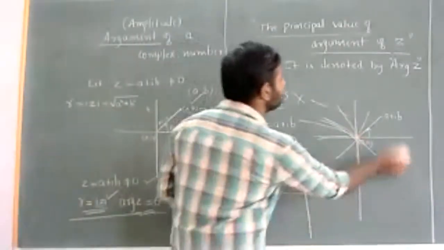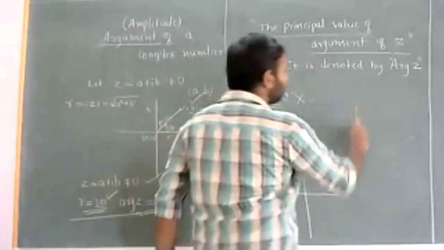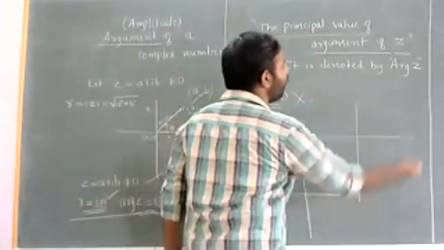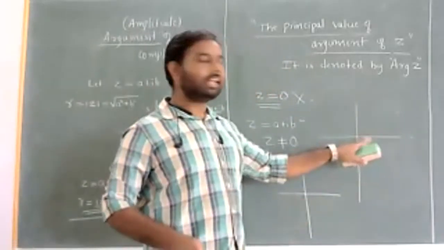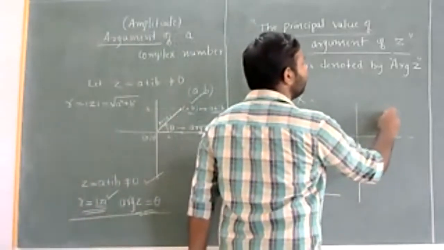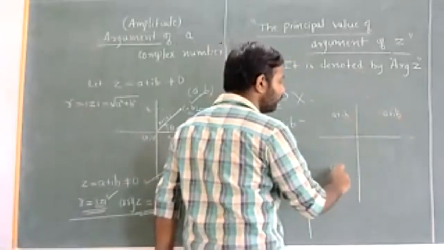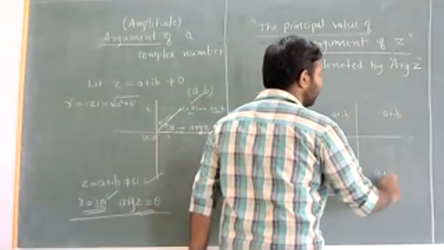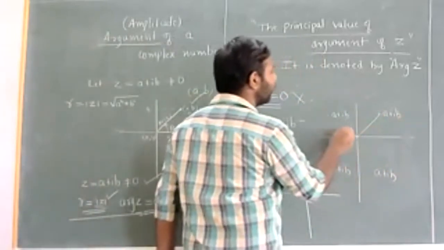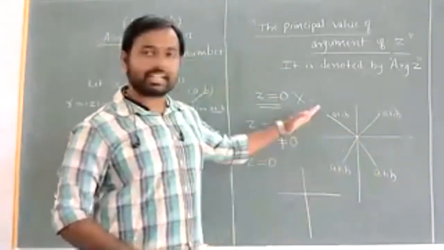So in this previous case, if a plus ib is any non-zero complex number, it will be on the plane anywhere except the origin. So it could be here, or here, or here. It could be anywhere on the plane. So I can draw a line from the origin to that point, and there is some direction, right?